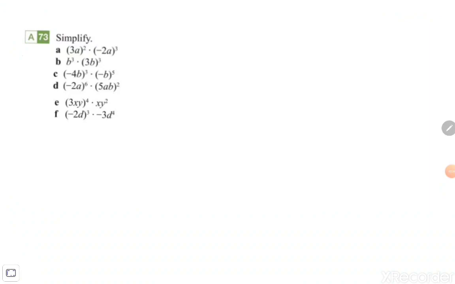Here in this exercise I would like to talk about the power of a product. And exercise 73 is again where you need to simplify. But first of all, we need to look at what it means, power of a product. Now, if we're going to look at the first one, exercise A, you need to do 3a squared times, inside the bracket, minus 2a to the power of 3.